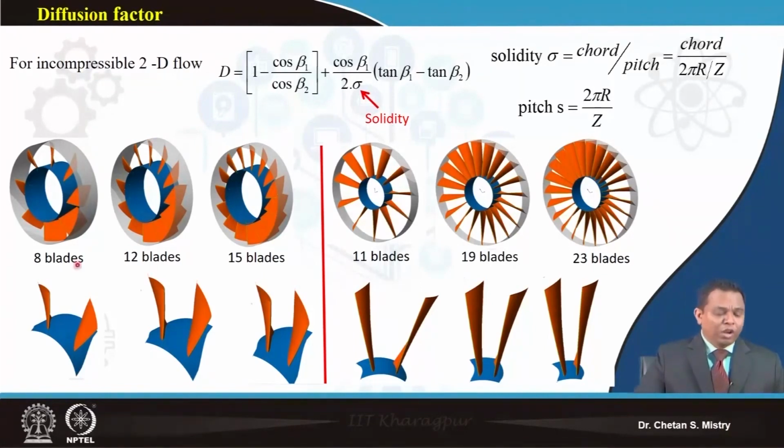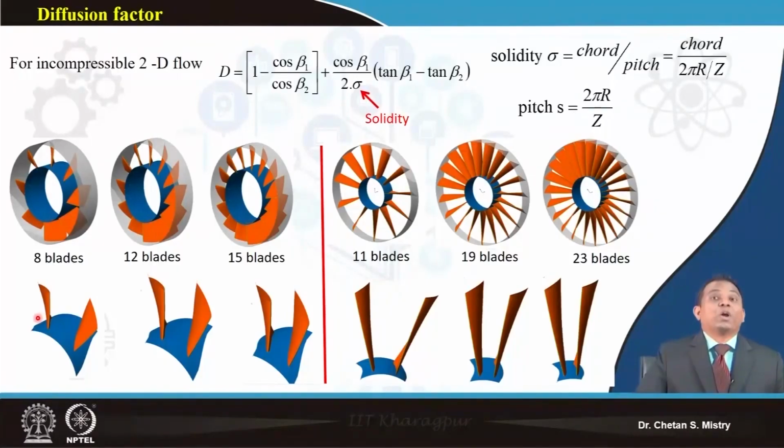Okay. Now, if I reduce my number of blades, say to 8 blades, what will happen? My passage area at the entry and at the exit will change, and my length will remain the same, because I am not changing my chord. This may give formation of stall or separation of the flow from the suction surface, or it may not give the pressure rise we are expecting.